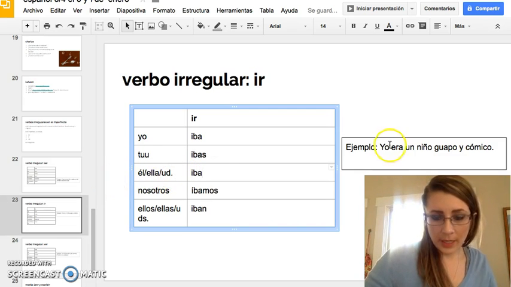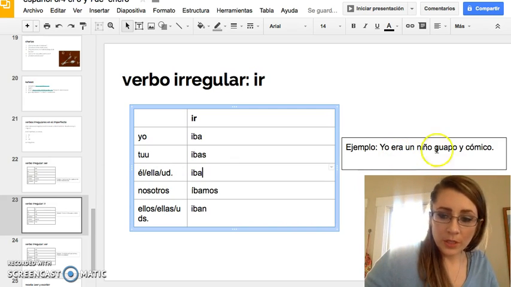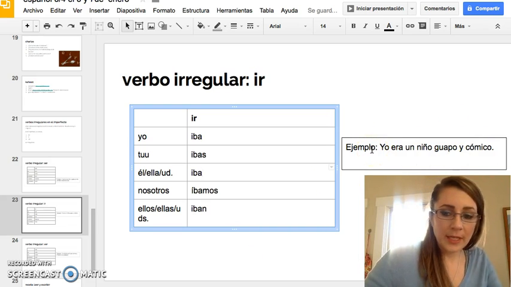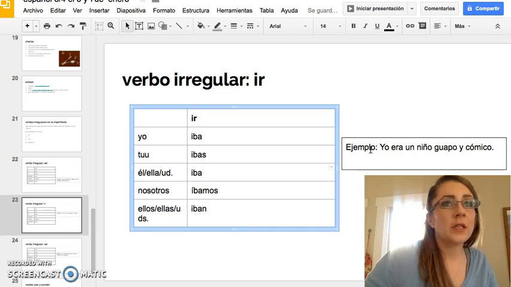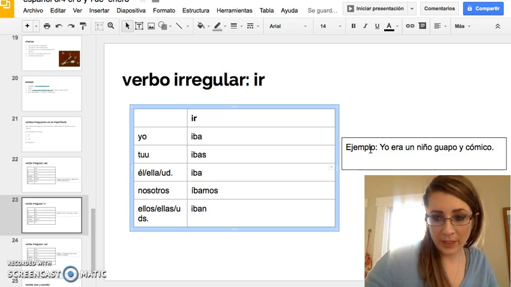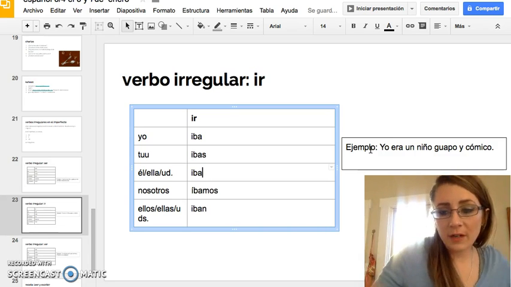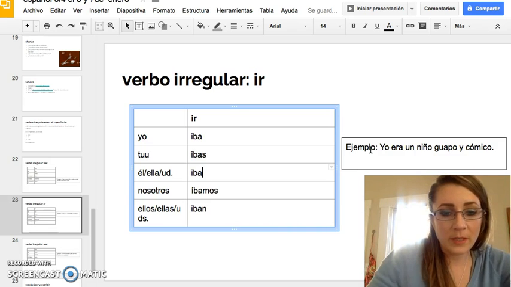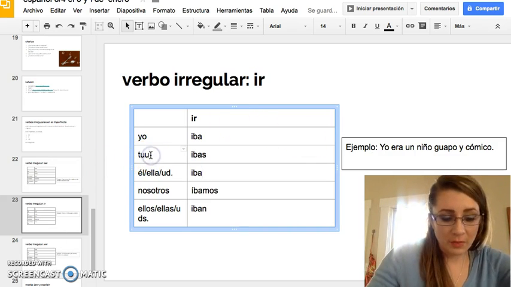Okay. El ejemplo. Yo era un niño guapo y cómico. So when I was a child, I was guapo y también cómico. This describes your personality. Anything that's talking about your personality is going to be used with the imperfect. So we have the ser and estar rules that you learned about when to use those, and then on top of that, we have these new rules with the imperfect and the preterite.